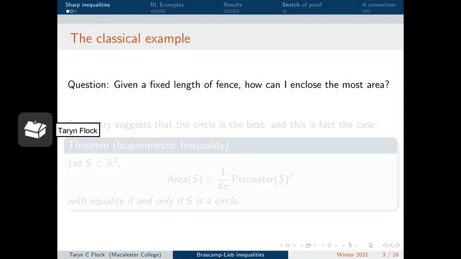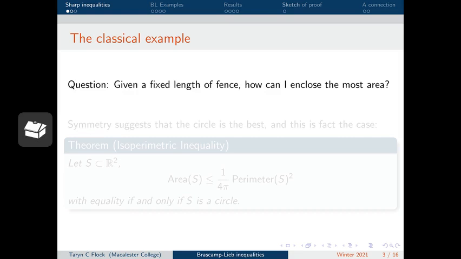The classical example of a sharp inequality comes to us from Carthage, where Queen Dido was told that she could have as much land as she could enclose with the hide of a cow. She cut this cowhide into a ribbon and then had the problem of, given this fixed length of, we'll think of it as fence, how can we enclose the most area? How can I have the largest city possible?